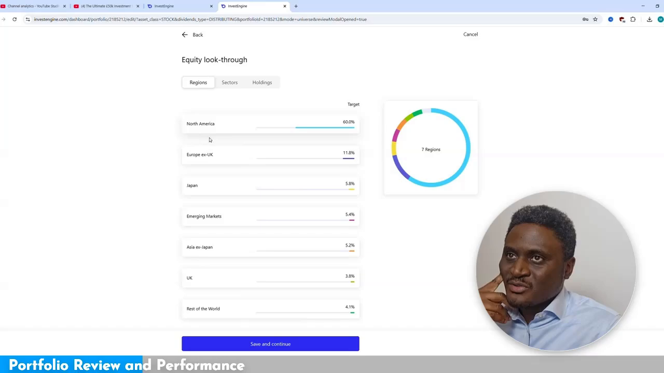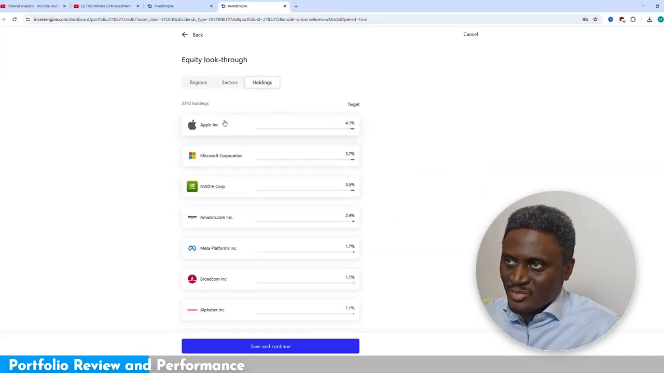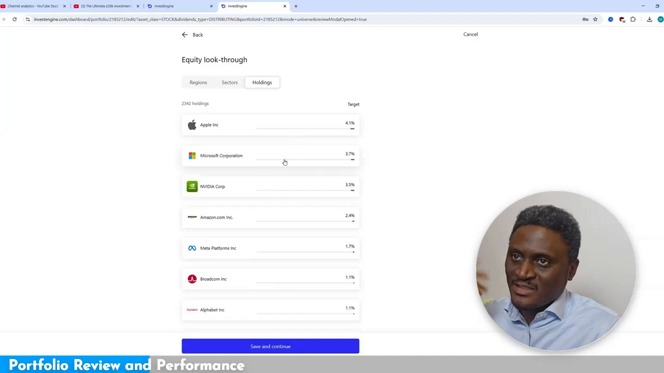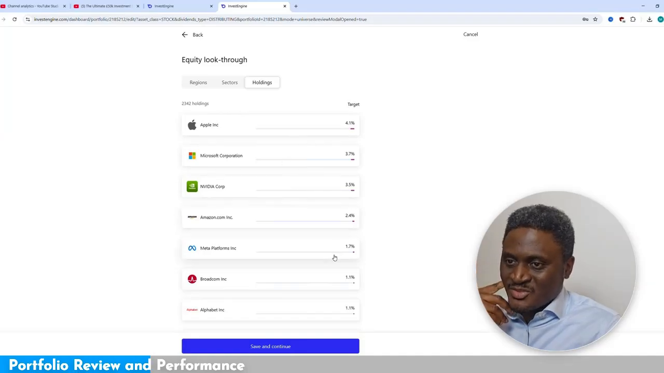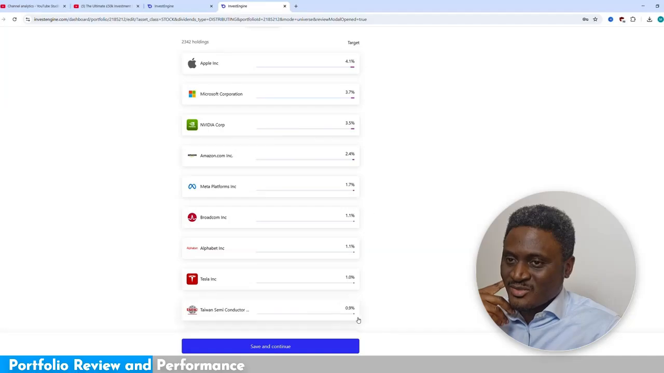Now this review shows you how it's split. So you see emerging markets is roughly 5%, 60% is North America, and so on. And then when you look at the sectors, 25% industrial, 19% tech, 17% financial, and so on. And then you look at the big companies in there. It's again Apple, it's Microsoft, it's Nvidia, Amazon. So these are the companies you are effectively investing in. And once you get past the top 10 companies, everything starts to drop less than 1% contribution.